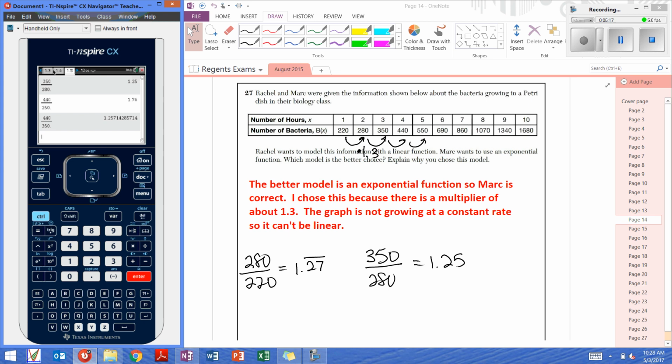Mark is right, and we chose this because of the multiplier, but you could also have said the graph is not growing at a constant rate. So that constant rate piece can also get you credit for this, because it's not growing at a constant rate, therefore we could have eliminated the linear option, and obviously exponential was the only other option.